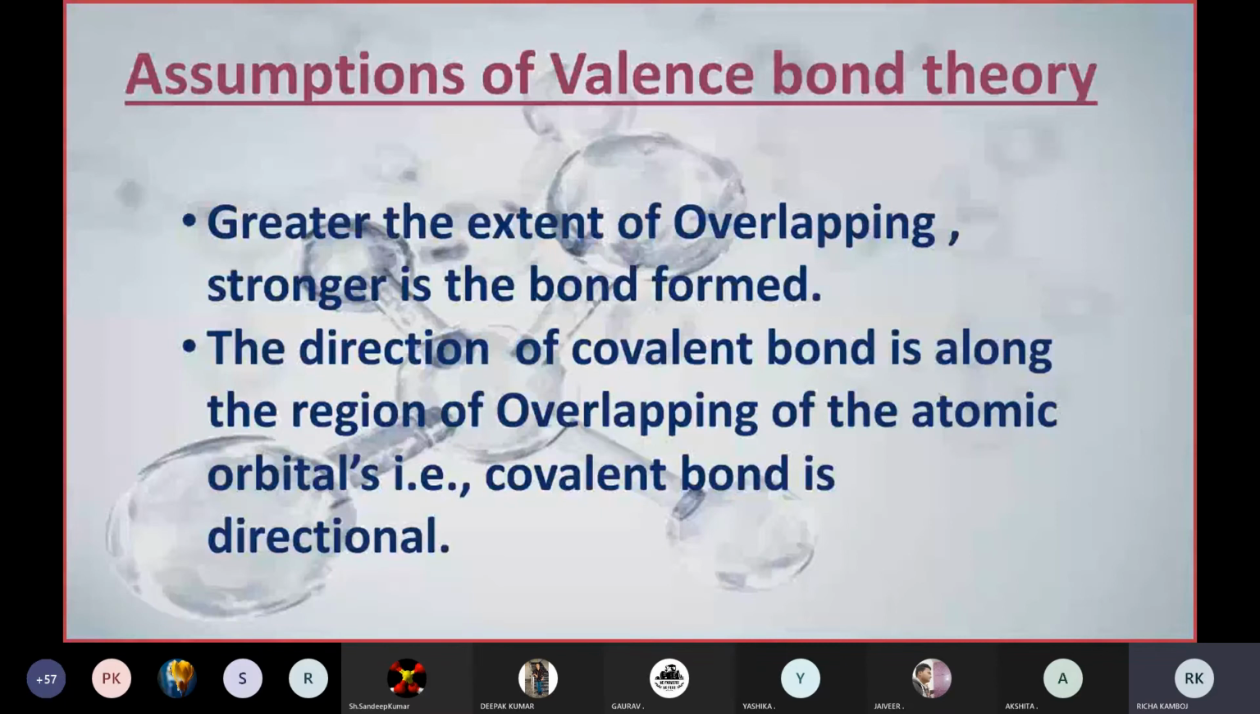Greater the extent of overlapping, stronger is the bond formed. Next, the direction of covalent bond is along the region of overlapping of the atomic orbitals, that is, covalent bond is directional.